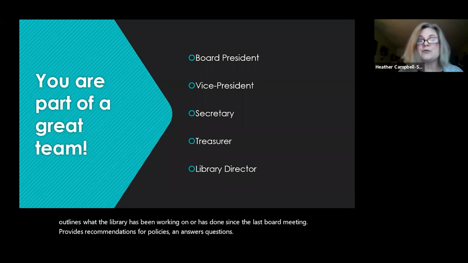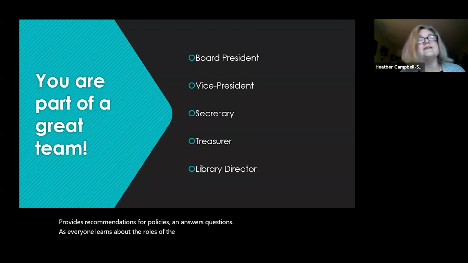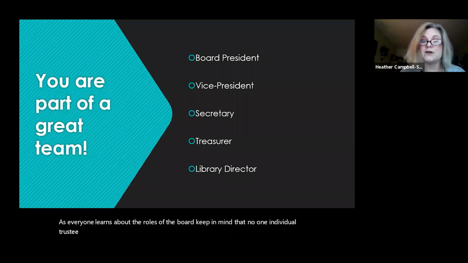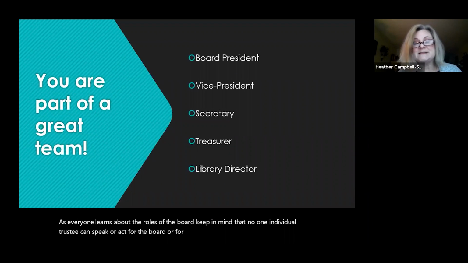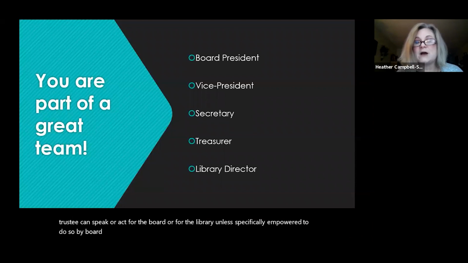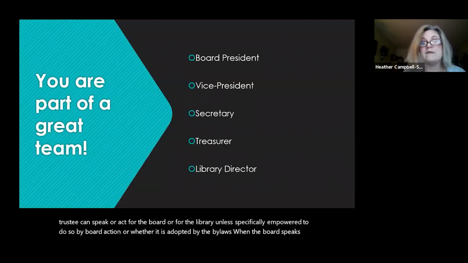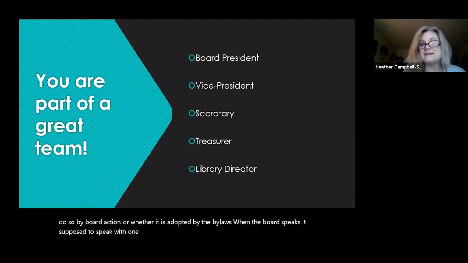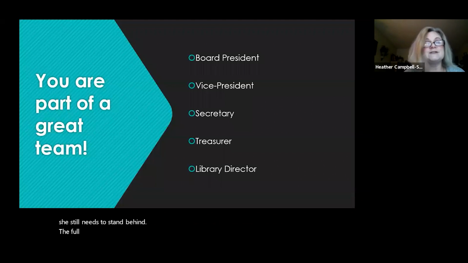As everyone learns about the roles of the board, keep in mind that no one individual trustee can speak or act for the board or for the library unless specifically empowered to do so by board action, or where it is adopted by the bylaws. When the board speaks, it's supposed to speak with one voice. If a board member disagrees with the decision, he or she still needs to stand behind the full board's decision. And that will also go for the library director. We may not always agree, but it is a single voice that we need to present.